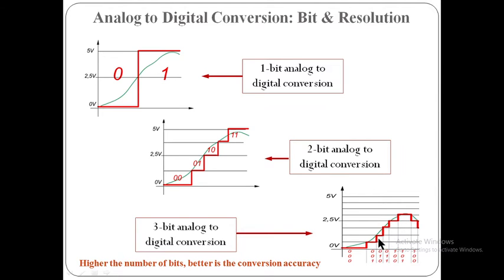Similarly, here we have the 3-bit analog to digital converter. Again, you can notice that for 1-bit the time frame is very wide, for 2-bit it is less wide, and for 3-bit it is very small. The higher the number of bits, the better the conversion accuracy. Means the time frame or sample time lines we are taking should be very close to each other, so we have to use a high number of bits here. The higher the number of bits, the better the conversion accuracy achieved.